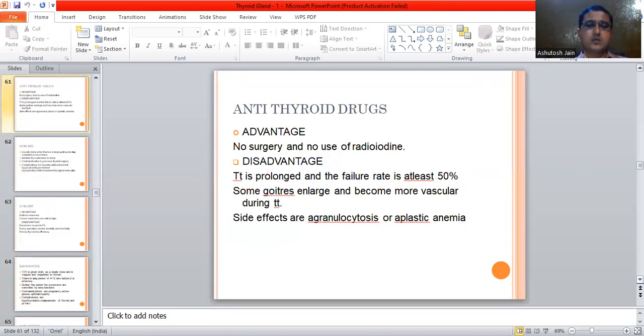Advantage: no surgery, no use of radioiodine. Disadvantage: treatment is prolonged. The failure rate is almost 50%. Some goiters enlarge and become more vascular during treatment. Side effects are agranulocytosis or aplastic anemia.